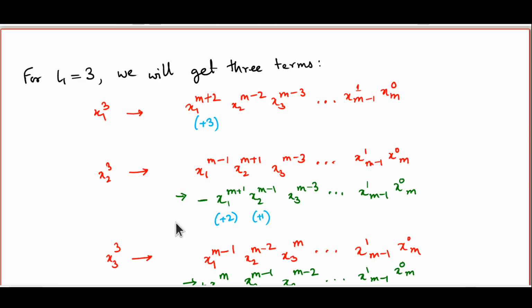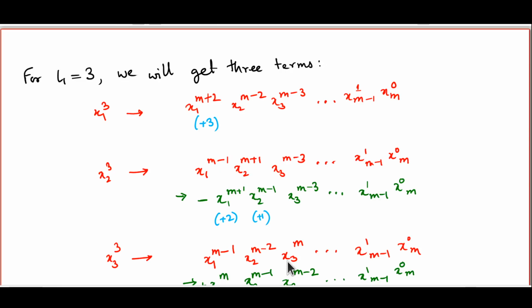You could also actually multiply by x3 cube in this case. Note that x3 had a power of m minus 3 to begin with. Multiplying by x3 cube pushes its power all the way up to m, which means it has now crossed both x1 and x2 and has become the highest power in this case.